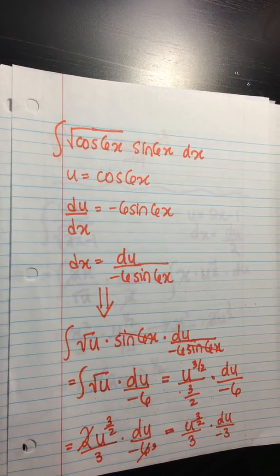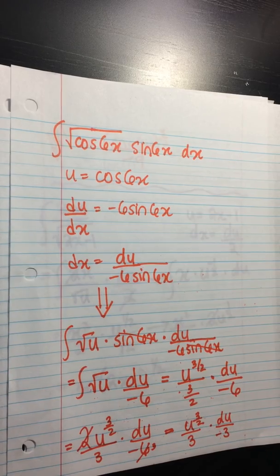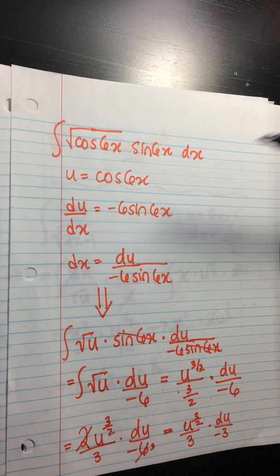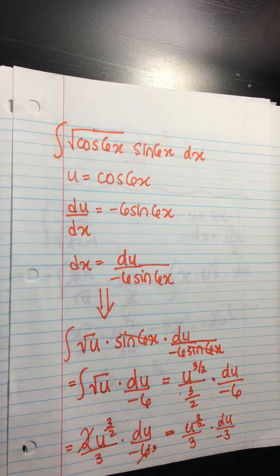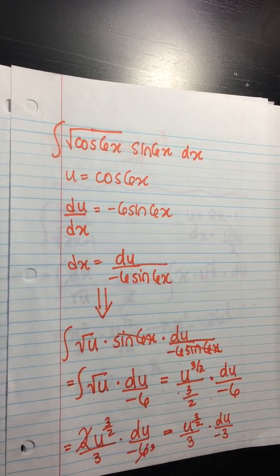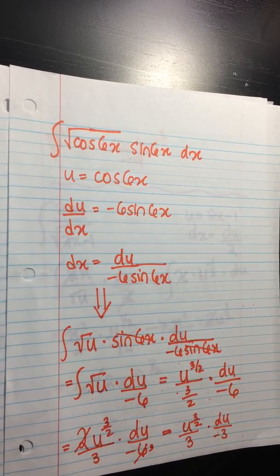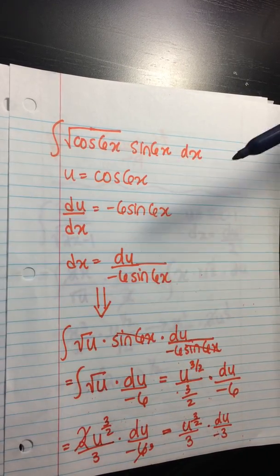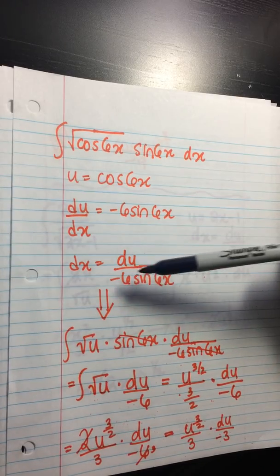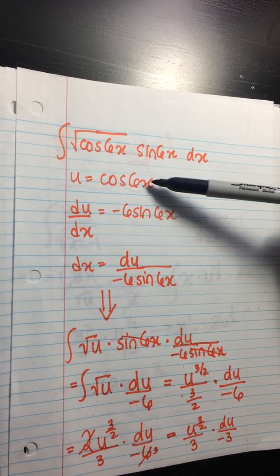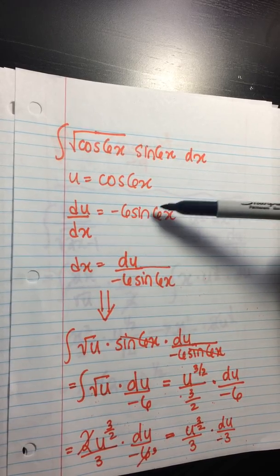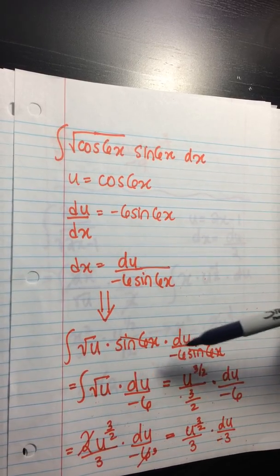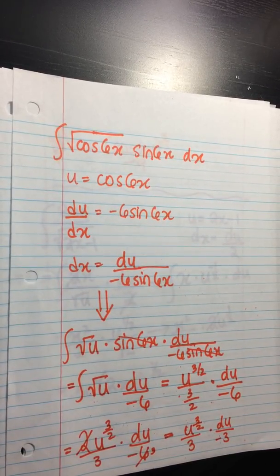So the first example would be, what I have is square root of cosine 6x sine 6x dx. So the u for this question would be cosine 6x. I mean, if cosine 6x doesn't work out and you can't cancel anything out in the answer, you would go back again and do it with sine 6x, but the answer worked out. So the dx would be du over negative 6 sine 6x, because I did the derivative of cosine 6x. Plug it back into the original formula, so you would have square root of u times sine 6x times du over negative 6 sine 6x.